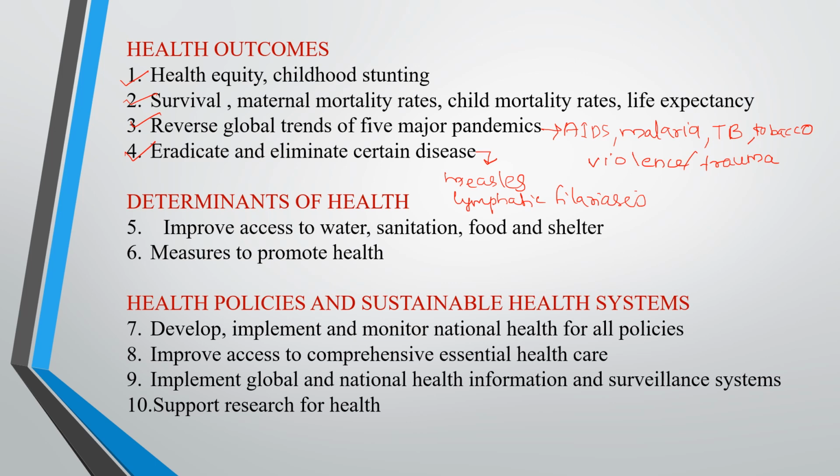Health outcomes: health equity, childhood stunting, survival, maternal mortality rates, child mortality rate, life expectancy. By 2020, maternal mortality rates and child mortality rates should be reduced, and the survival rate and the life expectancy should be increased. Then reverse the global trends of 5 major pandemics. The 5 major pandemics during that period were AIDS, malaria, tuberculosis, diseases related to tobacco, violence or trauma. Then the last one is to eradicate and eliminate certain diseases like measles, lymphatic filariasis, etc.